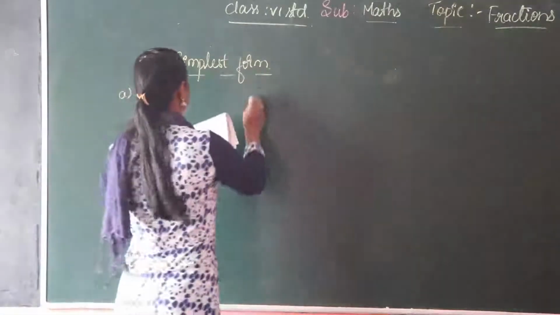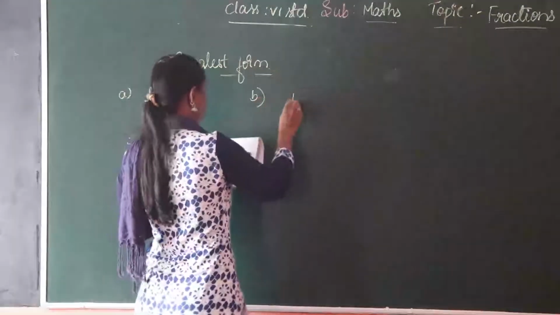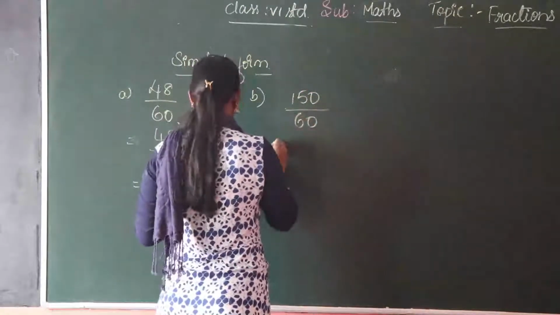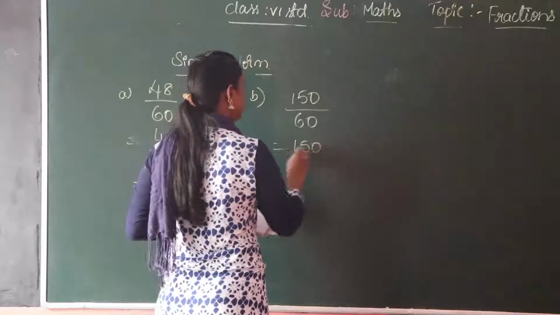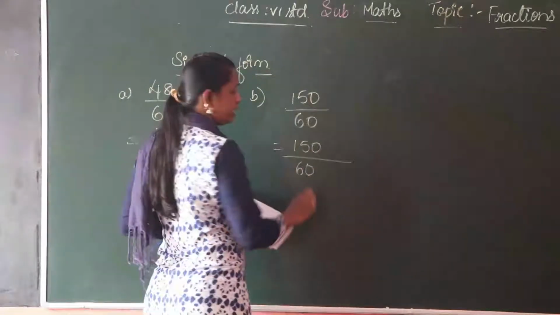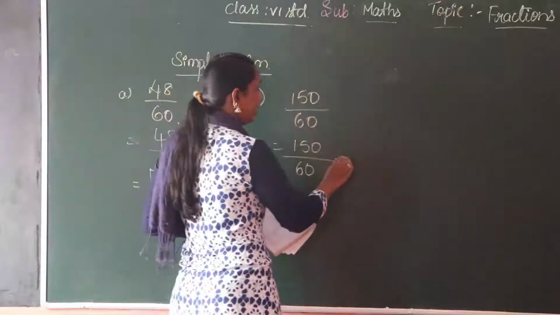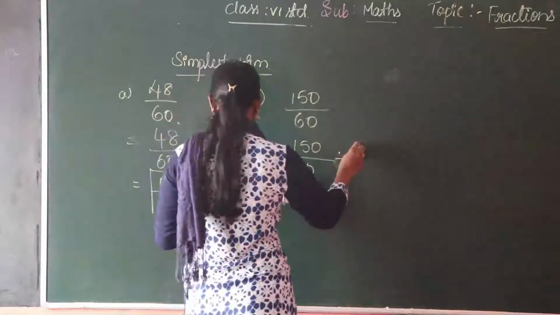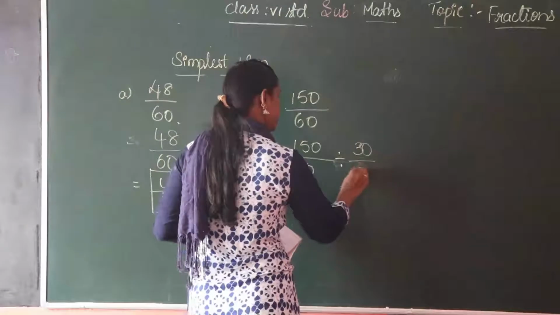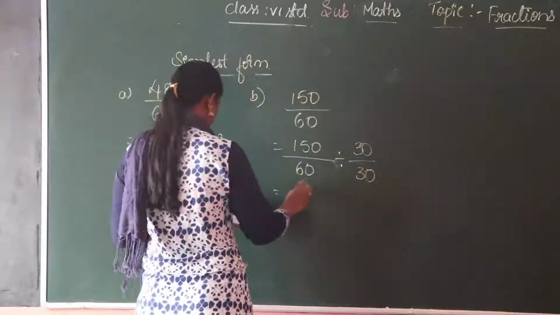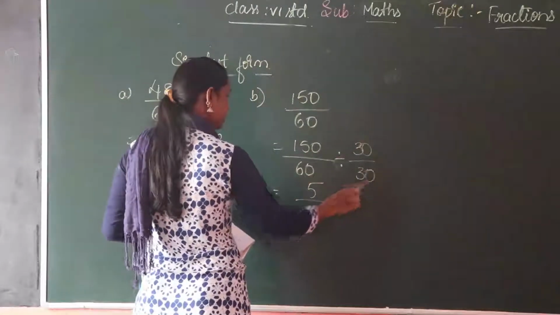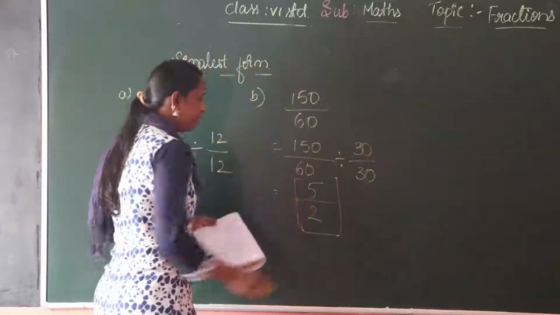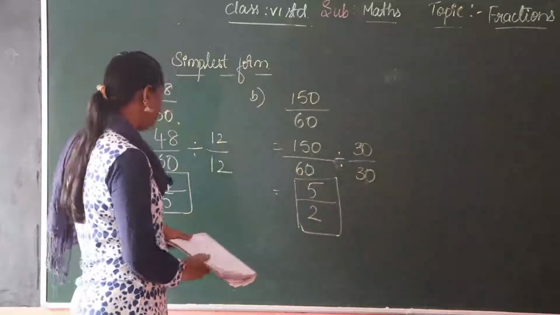Second one, 150 by 60. Write down the given fraction one more time. 150 by 60. Divide both the numerator and denominator by 30. So 30 5s are 150, 30 2s are 60. The simplified fraction is 5 by 2.